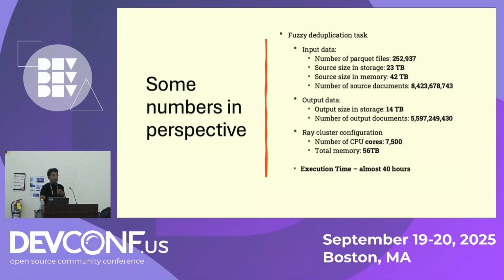And with 7,500 CPUs and 56 terabytes of memory, it took 40 hours to run this job. And these jobs are not something you run once and then leave, because they all have a threshold, and you play with the threshold to see which one gives you a better output. You could also filter out too much and lose some data, so there is always a fine balance between what to keep versus what not to keep in all the data transformations.